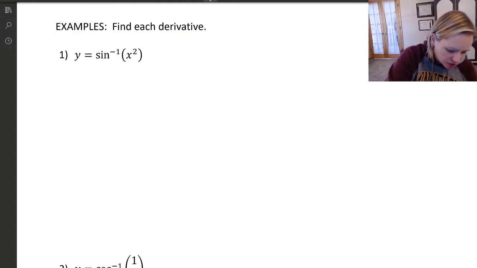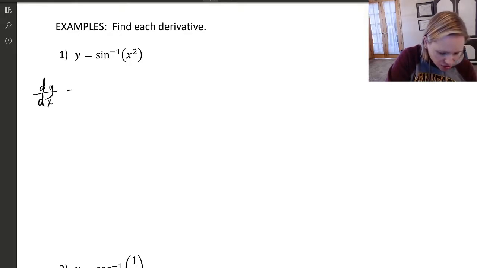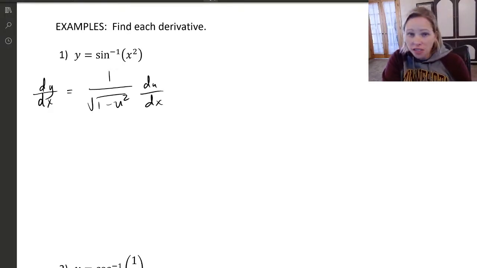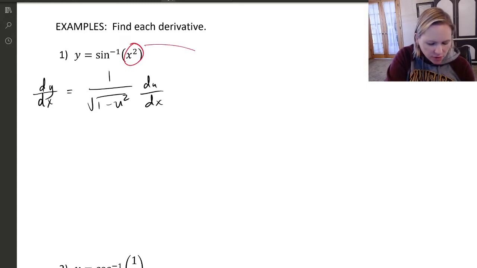Now, recall that the derivative is just going to be 1 over the square root of 1 minus u squared times du dx. So, first things first, let's identify u. U is whatever we're taking the sine inverse of. So it's x squared, which means du dx is 2x.